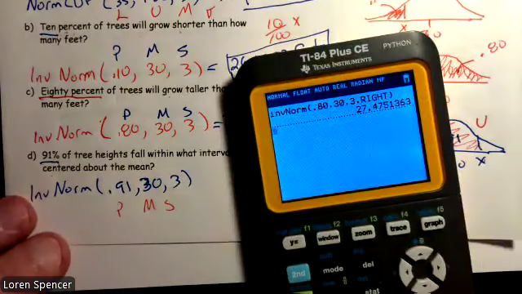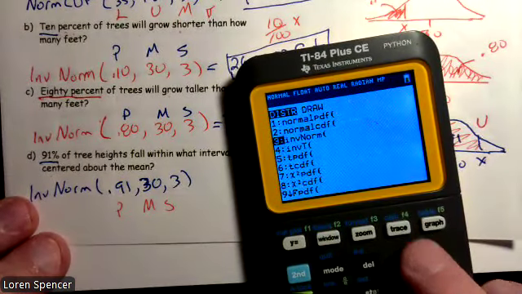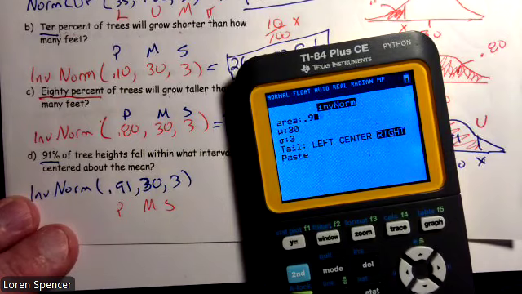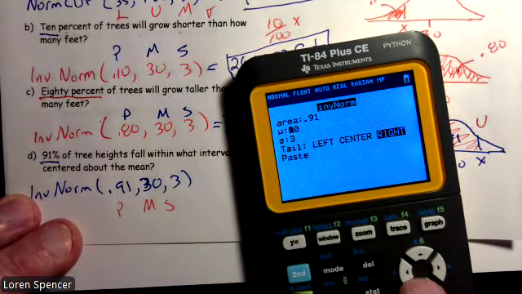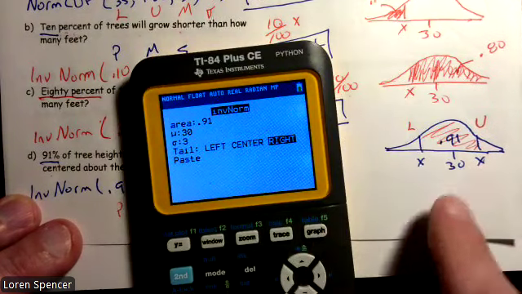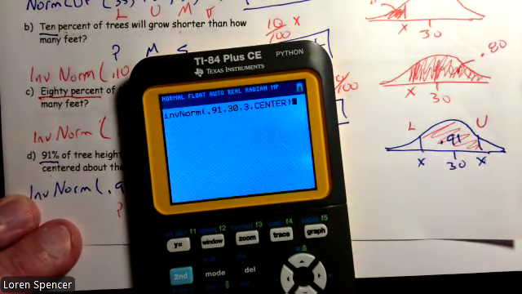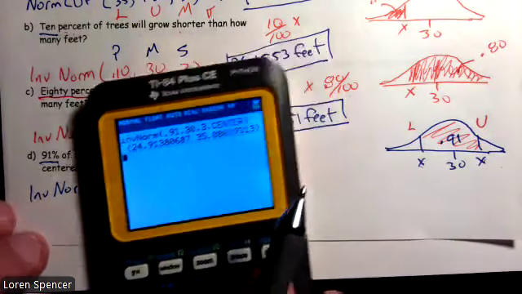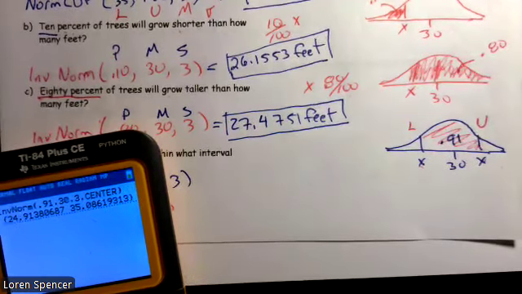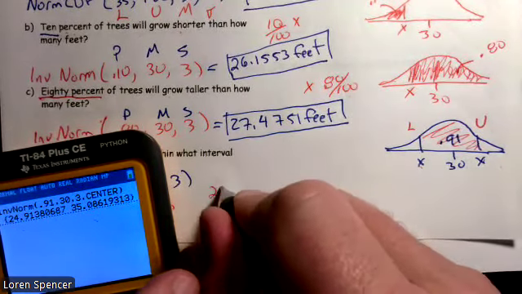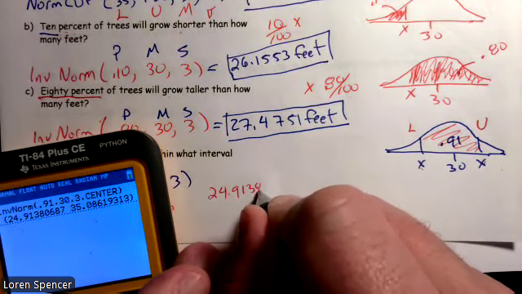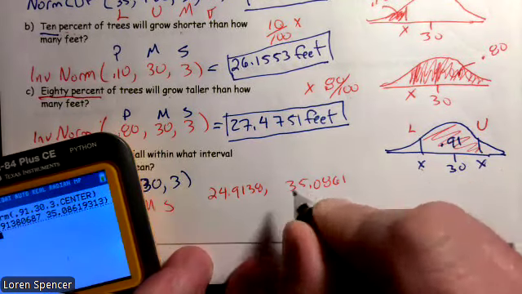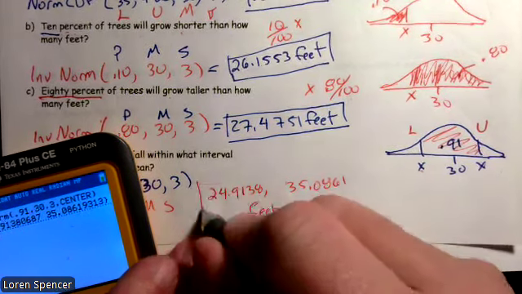All right, so here we go. Second vars, inverse norm, our percentage 0.91, mean of 30, standard deviation of 3, and we are centered. That's what we drew here. And I get two values. There's my lower bound and there's my upper bound. So 24.9138 and 35.0861. This is in feet. Box that.